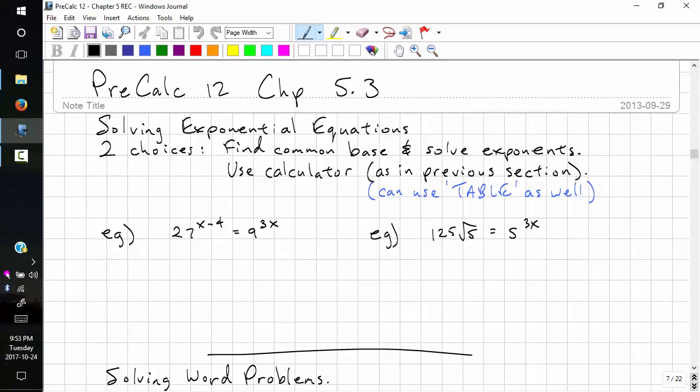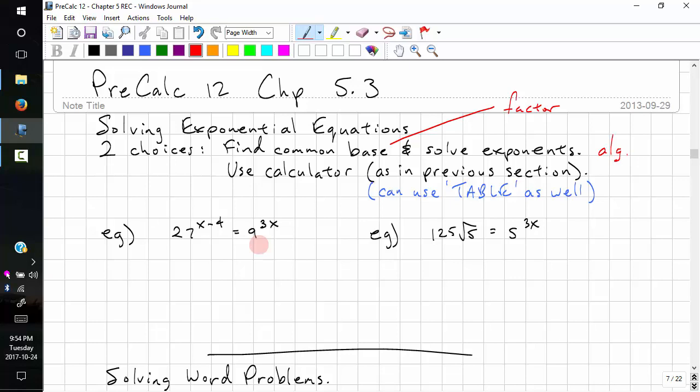This is Pre-Calculus 12, Chapter 5.3. We're going to be solving exponential equations. And there's two choices. We can find a common base and then solve the exponents, or we can use a calculator, as in the previous section, or we can also use the table as well. When we're finding the common base, we need to factor and then solve using algebra.